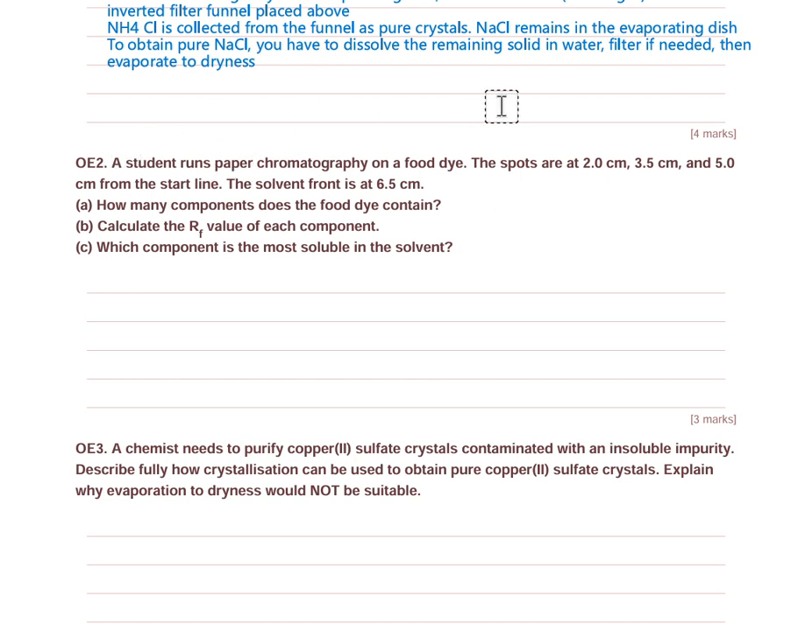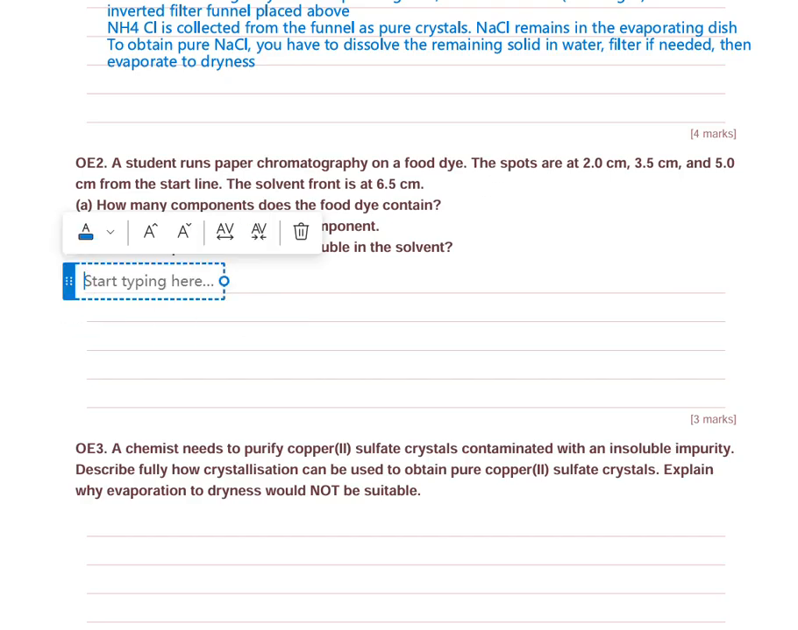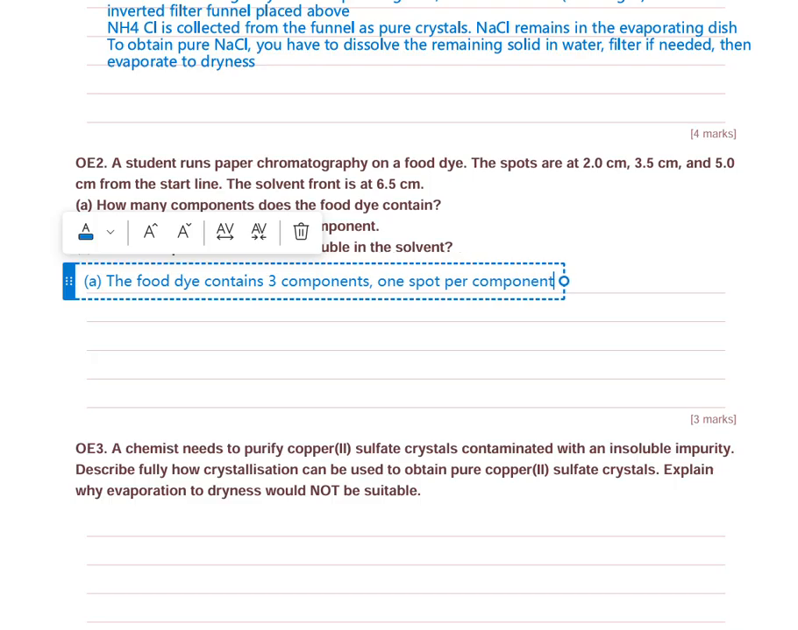Let's go to open-ended 2. A student runs paper chromatography on food dye. The spots are at 2.0, 3.5, and 5.0 from the line. The solvent front is 6.5. So let's start with question A first, okay? From here, I've got 3 different spots, which means I have 3 different components, okay? So I can write for question A: the food dye contains 3 components, one spot per component. Okay.